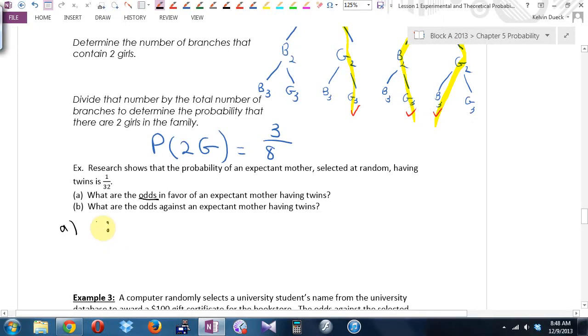The odds in favor are 1 out of, not out of 32, but 1 to 31. Because there's 31 ways you can't have twins. There's one way you can have twins in that fraction, 1 out of 32. That's the difference between odds and probability. What are the odds against an expectant mother having twins? 31 to 1.